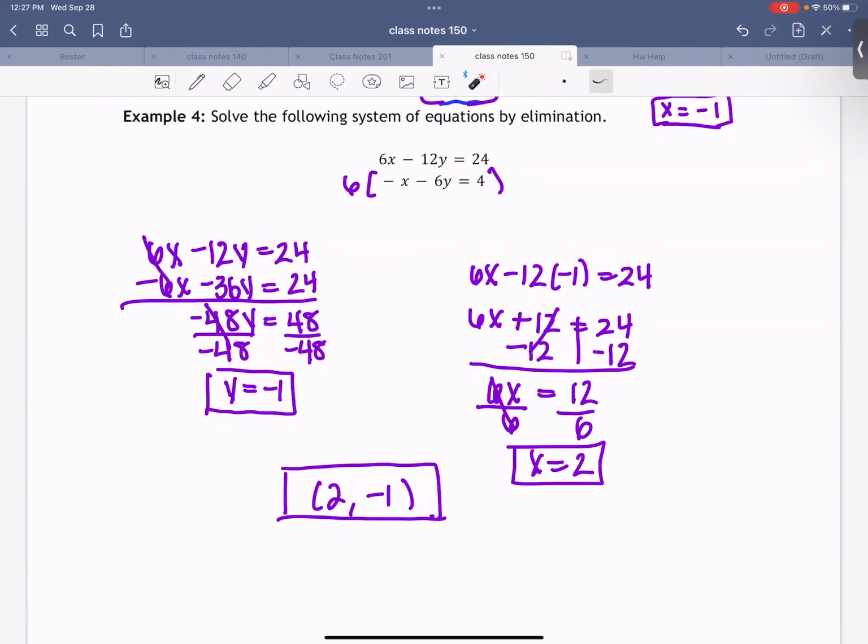The bottom equation by 6. So it cancels out. And then... Good job. Okay, so very nice.